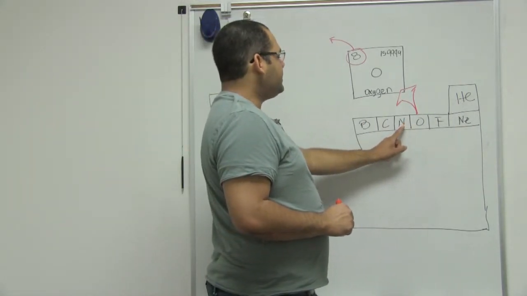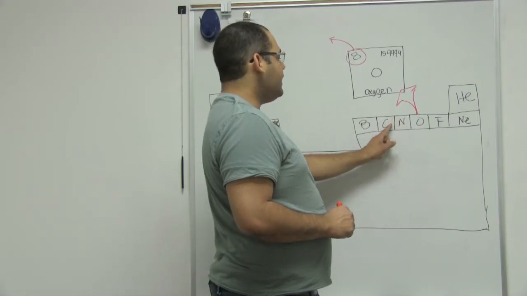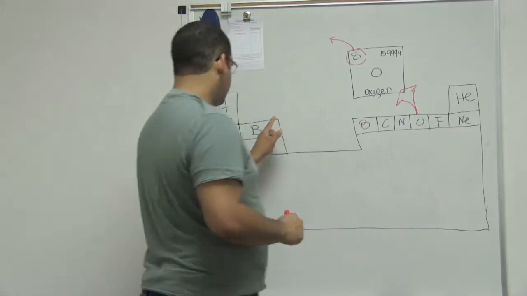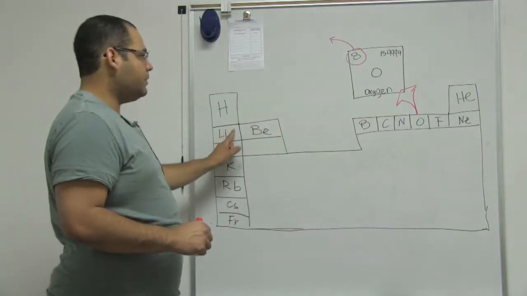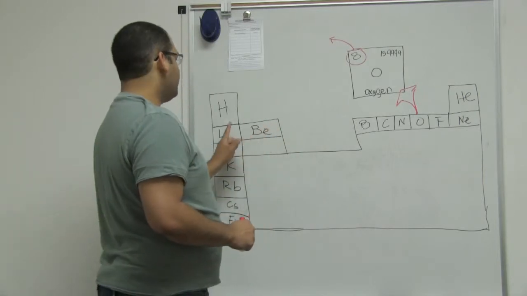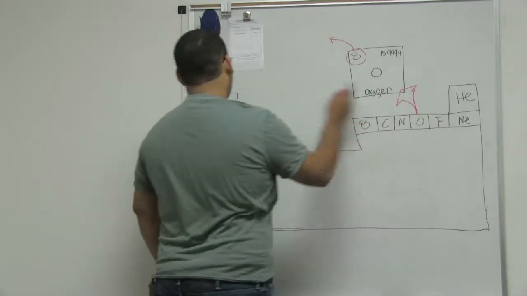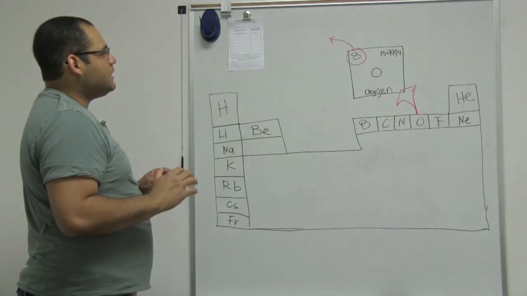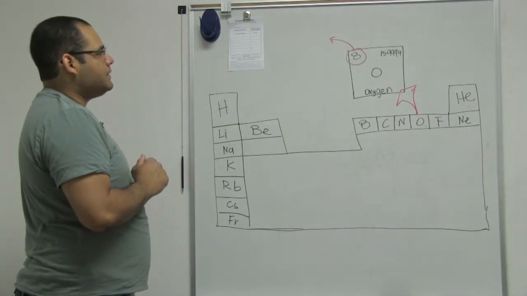So nitrogen has 7, carbon has 6, boron has 5, 4, 3, 2, and 1. Okay, so the atomic number basically tells us how many protons the element has.